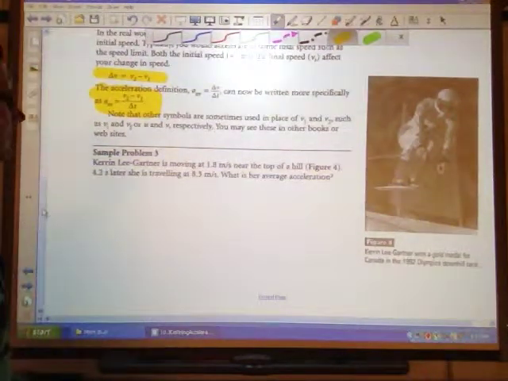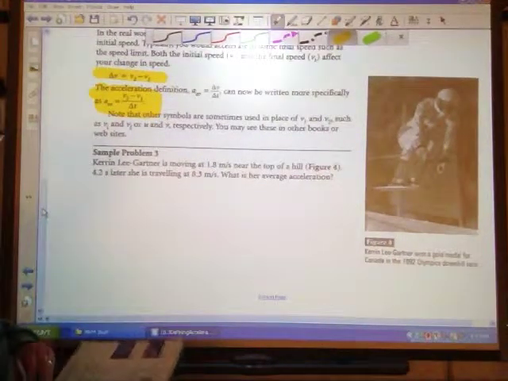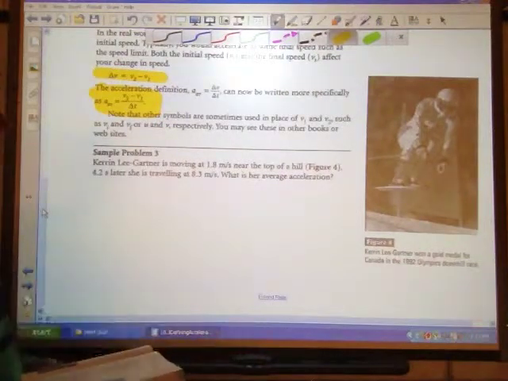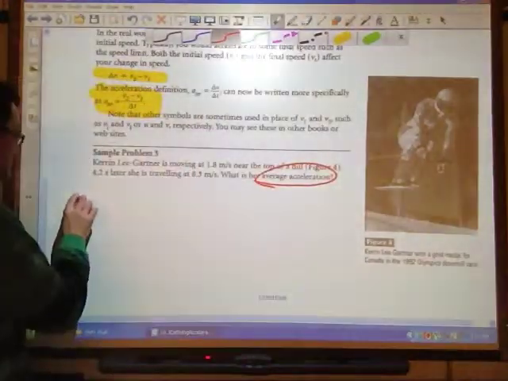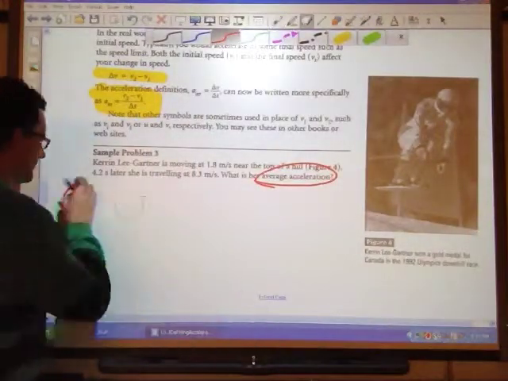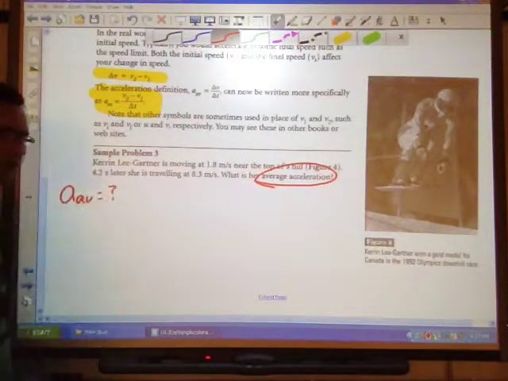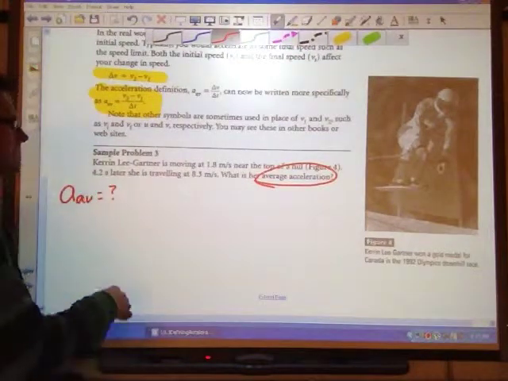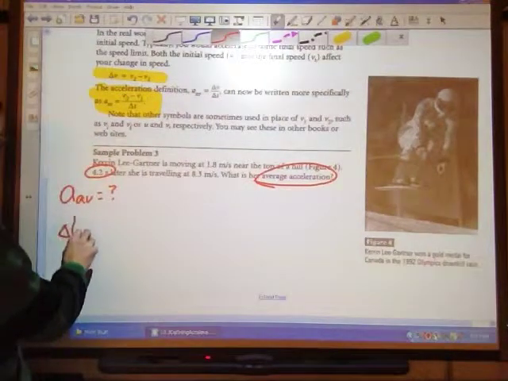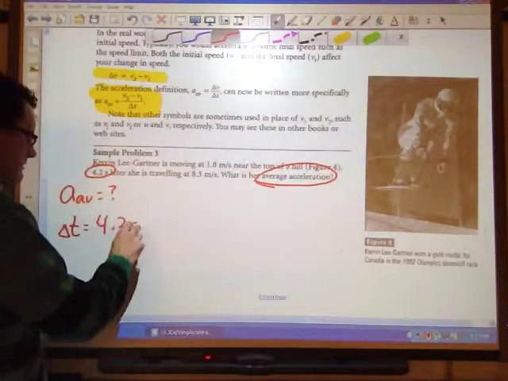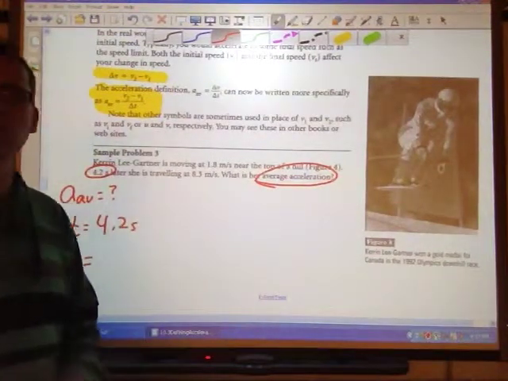Karen Lee Gardner is moving at 1.8 meters per second near the top of a hill. 4.2 seconds later, she is traveling 8.3 meters per second. What is her average acceleration? So, what is average acceleration? That's what we're asked to find. So I'll write a_av equals big question mark. That's what the question's asking us to find. We're also given a time period there, 4.2 seconds. And that must mean that we should be able to calculate change in speed quite easily.